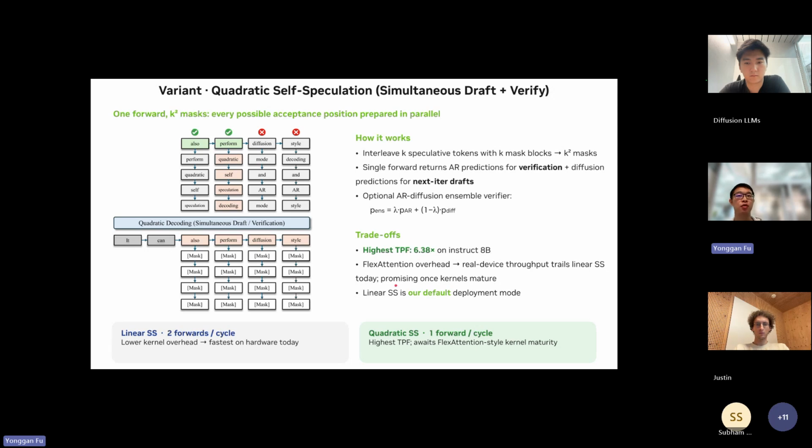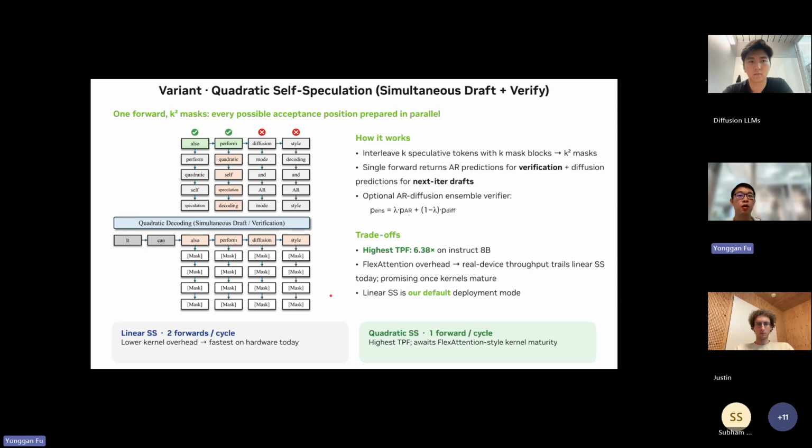That's why throughout our main comparison with the MTP method, we still use the previous linear self-speculation as our default mode. Certainly this quadratic decoding is promising, but it needs better infra support and some algorithm optimization. For example, you don't need to predict all the positions here. You can just predict at the most promising positions, so you can prune some of the mask. These are some potential algorithm optimizations.